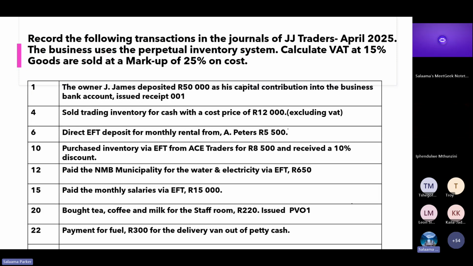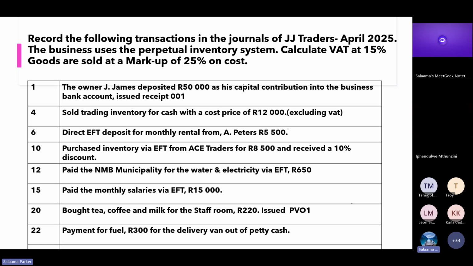So here we purchase via EFT, and we received a discount. We paid the water and electricity. Again, these are all expenses via EFT, and we know the source document is the EFT confirmation slip. We paid the monthly salaries via EFT, source document, EFT confirmation slip.